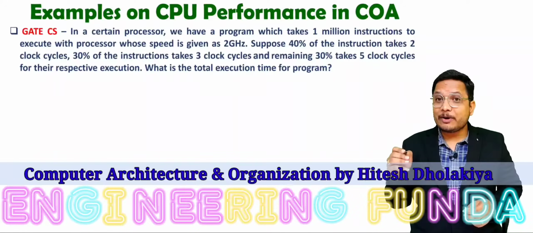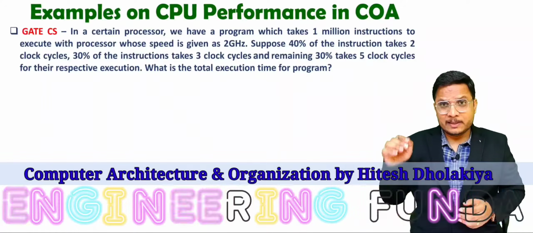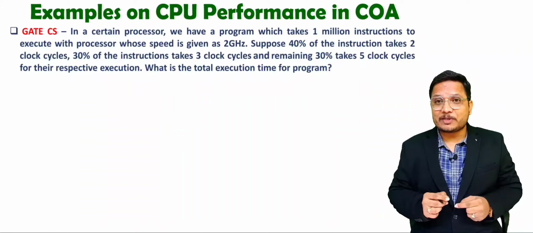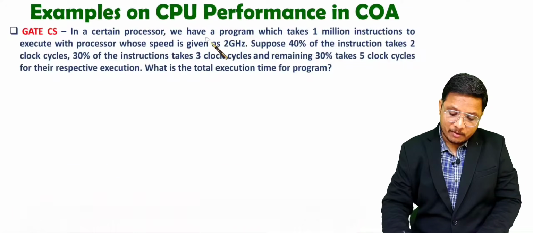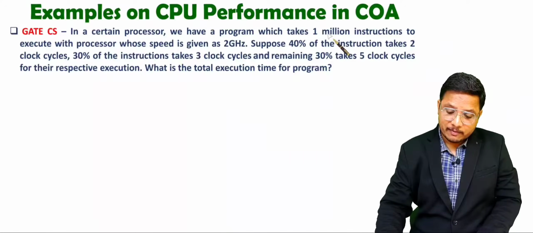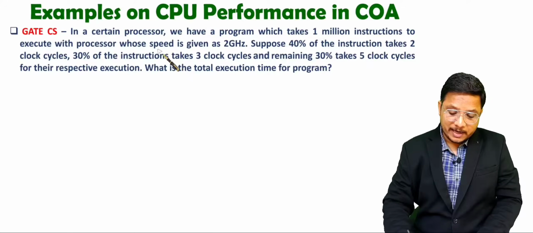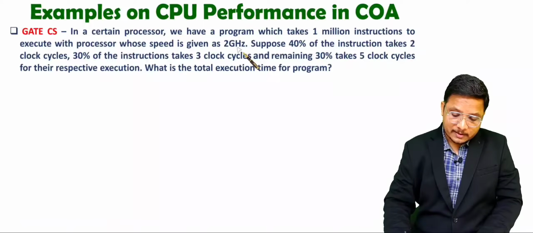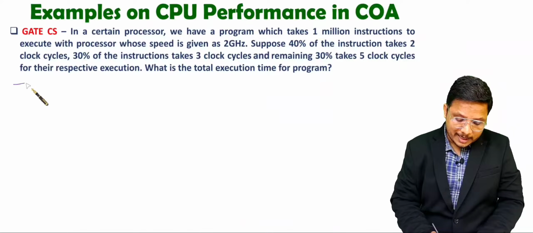In this video, I am going to explain you few very interesting examples based on CPU's performance. Let us have first question over here. In a certain processor, we have a program which takes 1 million instructions to be executed with the processor whose speed is given as 2 GHz. So here, my dear students, how many instructions are given over here? 1 million instructions. So let us note down the data.